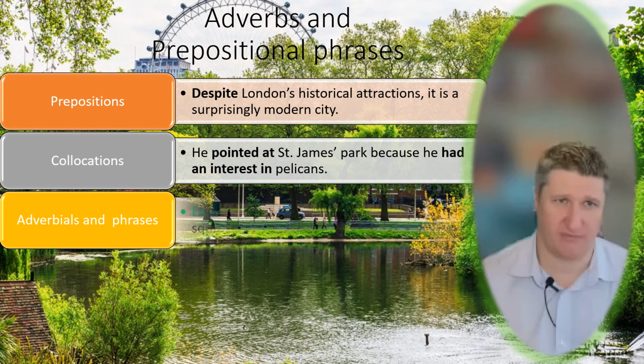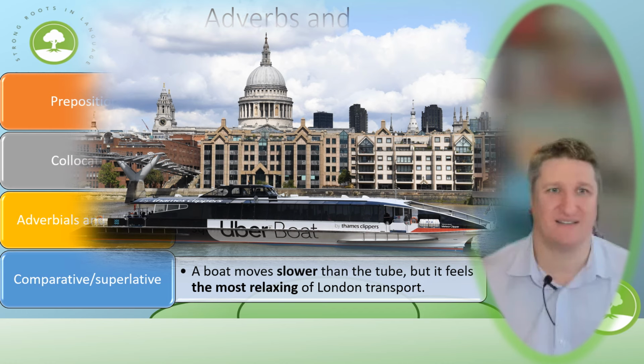Okay. Now you know from entry 3 about comparative and superlative adjectives by St James's Park. Good, better, the best. Did you know there are also comparative and superlative adverbs too? They're formed and work in the same way. A boat moves slower than the tube, but it feels the most relaxing form of London transport.